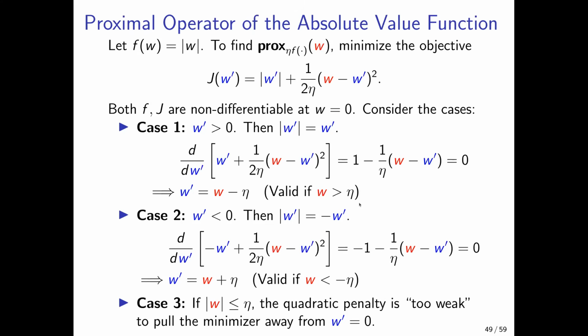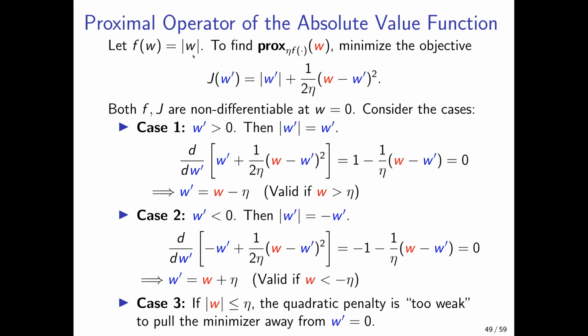And finally, let's consider this example here, where we are trying to find the proximal operator of the absolute value function. The absolute value function, of course, is not differentiable. And of course, we know that it takes the minimum at w equals 0. So this is easy.